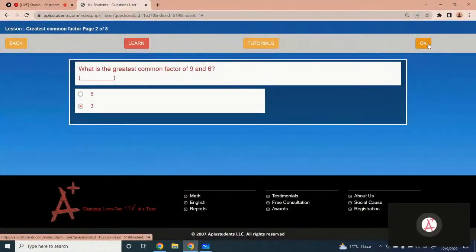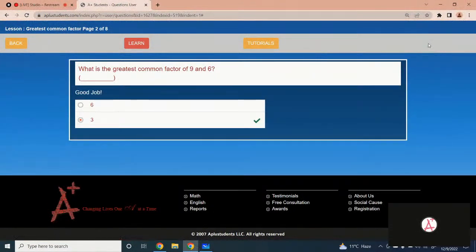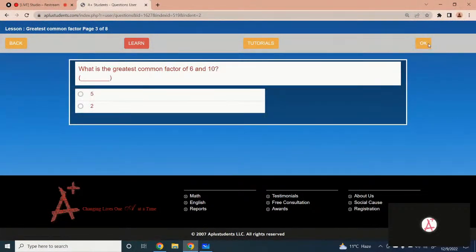Just select the correct option and click on the OK button. What is the greatest common factor of 6 and 10? Which number is it, 5 or 2? Who knows the answer? Which is the correct option? Please write the answer in the chat box.